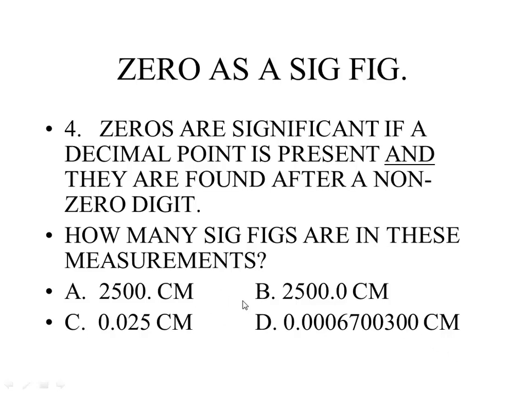So in A, we have 4 sig figs. B, we have 5 sig figs. C, we only have 2 significant figures, the 2 and the 5. And D, we have 1, 2, 3, 4, 5, 6, 7 significant figures. These zeros over here, remember, if it's before a decimal, these are just placeholding zeros right here. All right?